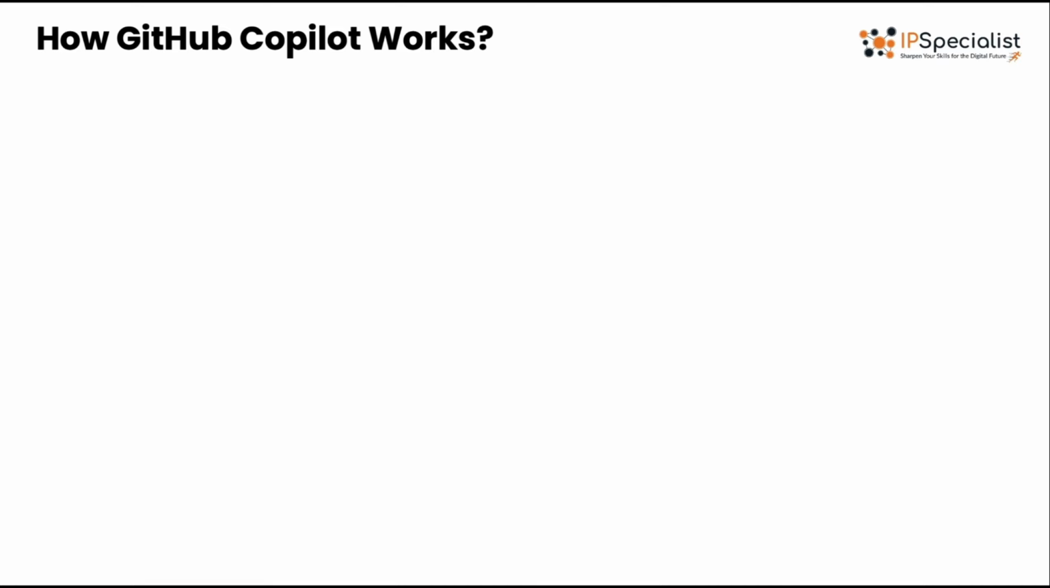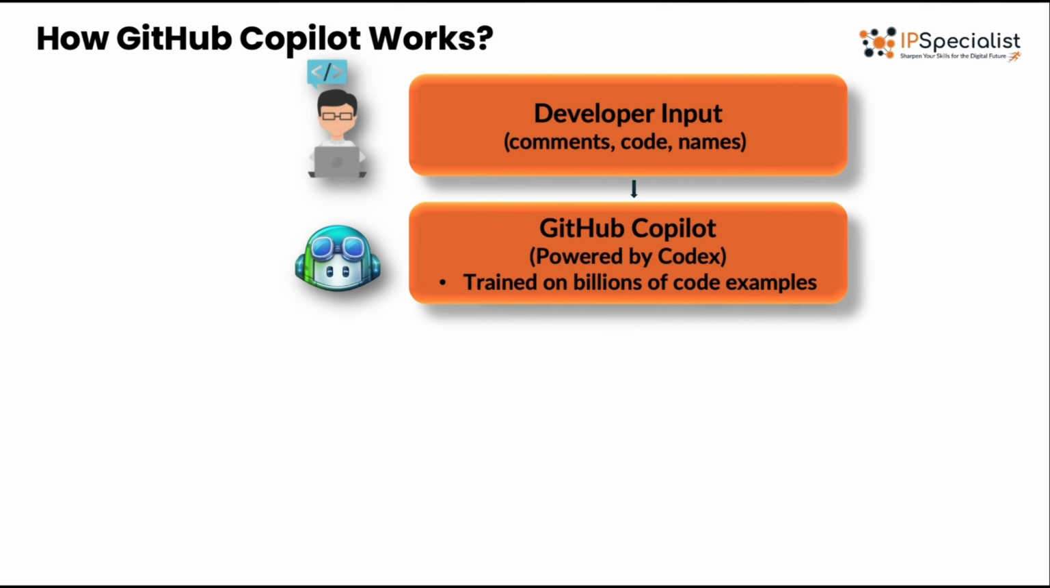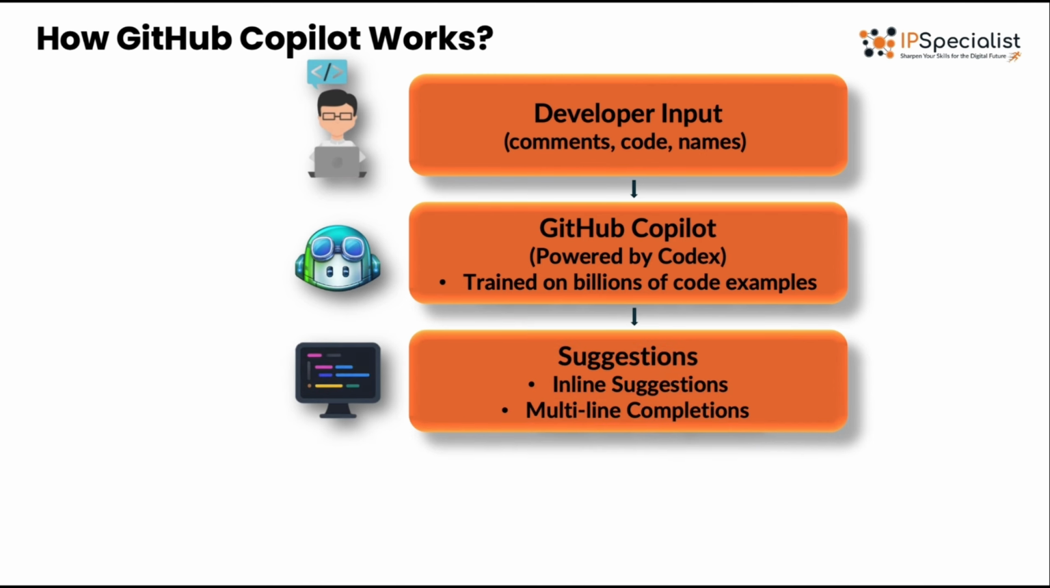Let's break it down into four simple steps. It all starts with you. You might write a line of code or even just a comment describing your intent, such as create a function to reverse a string. Behind the scenes, Copilot, powered by the OpenAI Codex model, processes your input. It draws on patterns it has learned from millions of lines of public code to figure out what you're likely trying to build.